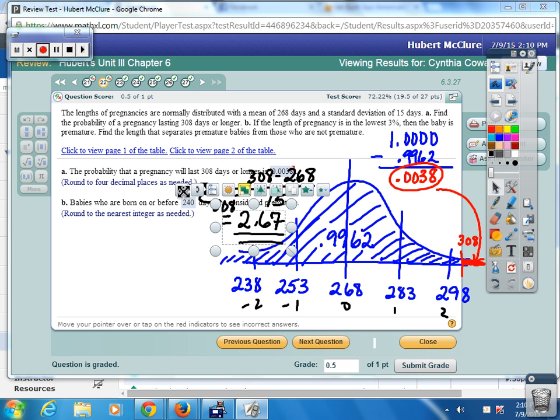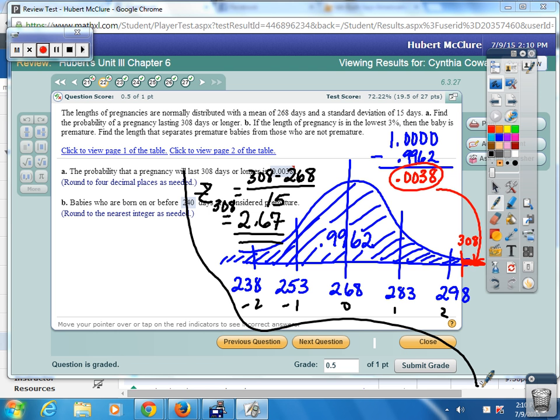Okay, so that's that part. Now, it says, if the length of the pregnancy is in the lowest 3%, then the baby is premature. So, let's just forget about this part that we just did. And I'm going to draw another picture over here. That's part A, and part B. Draw another picture.